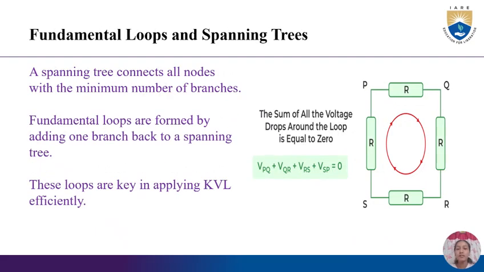Fundamental loops and spanning trees. A spanning tree connects all nodes with the minimum number of branches. Fundamental loops are formed by adding one branch back to a spanning tree. These loops are key in applying KVL efficiently.